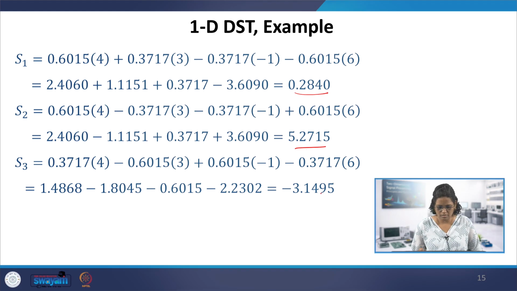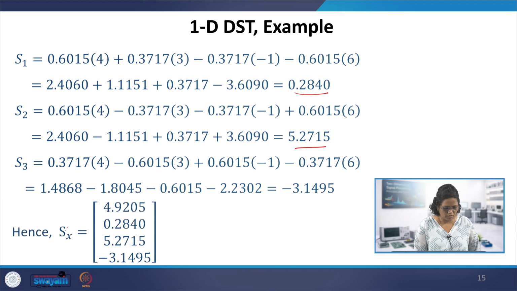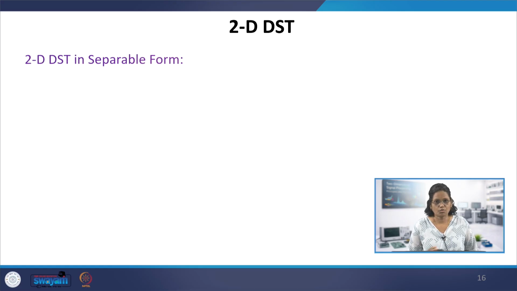Now make this a vector, which gives the transformed domain coefficients 4.92, 0.28, 0.27 and minus 0.314. So these are the coefficients obtained through the 1D DST transform for the one-dimensional signal sequence X, and the kernel of the DST we obtained for n equal to 4 by 4. Now that's a 4-point DST.